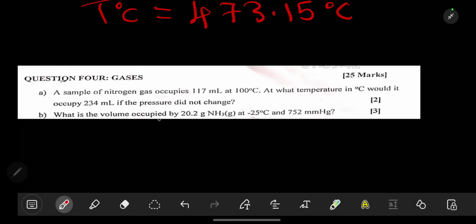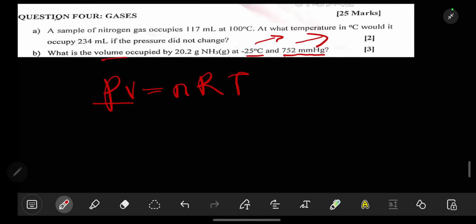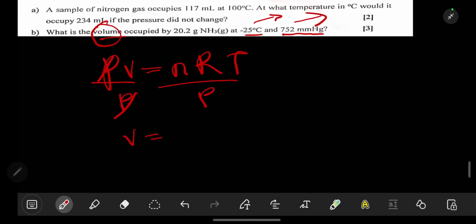B says, what is the volume occupied by this amount at the temperature of -25 and 752 millimeters of mercury? So to answer this question, if they have given you the volume, the temperature, and the pressure, just think of the ideal gas law. So we know that PV should be equal to nRT. So dividing by P to make the volume the subject of the formula, we are going to end up with V is equal to nRT over the pressure, like that.